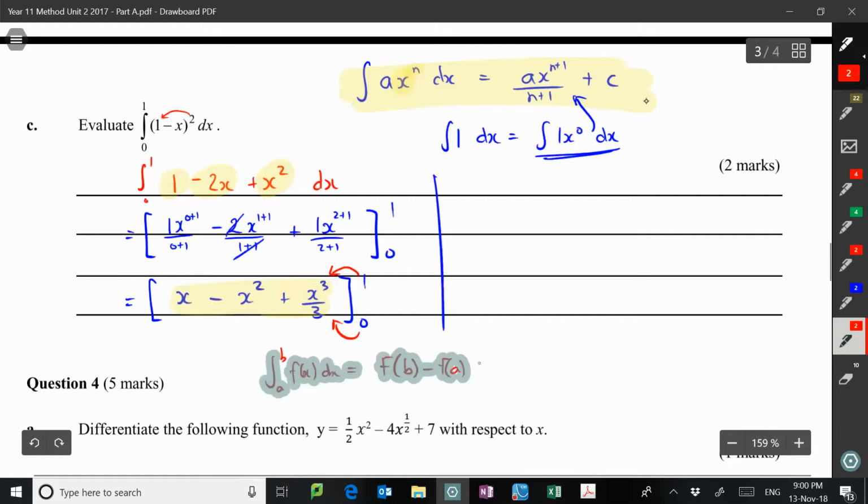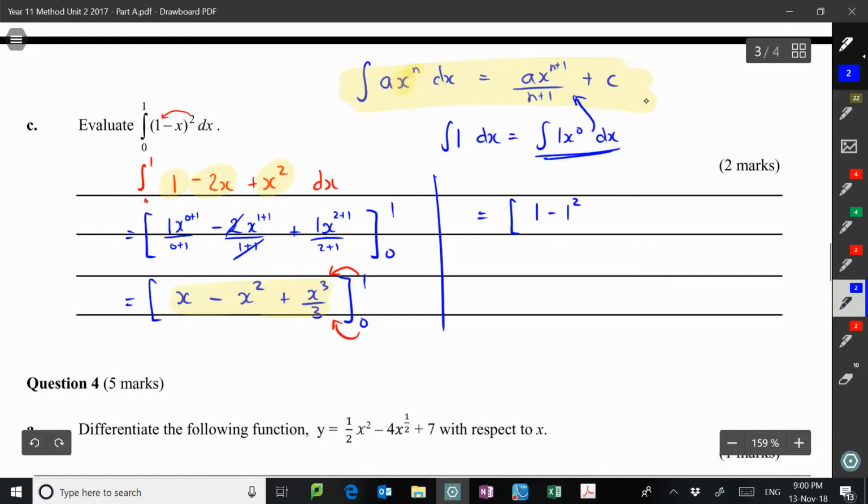That was the theory. So in my case here, I'm going to sub 1 in. What's the first one? Sub 1 in: 1 minus 1 squared plus 1 cubed on 3. And I'm going to minus now sub 0 in: 0 minus 0 squared plus 0 cubed on 3. And we all know that's going to answer to 0. So here we go. 1 minus 1 cancels out, and then 1 cubed on 3 is just 1/3. There you go. That's my answer.